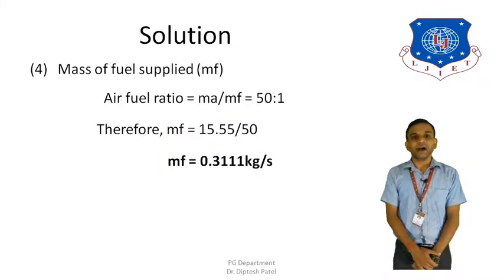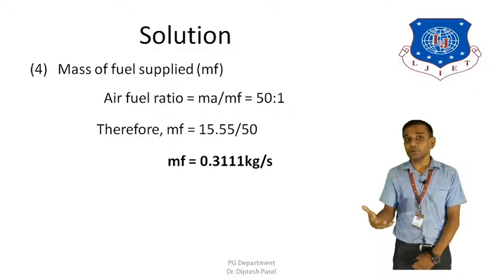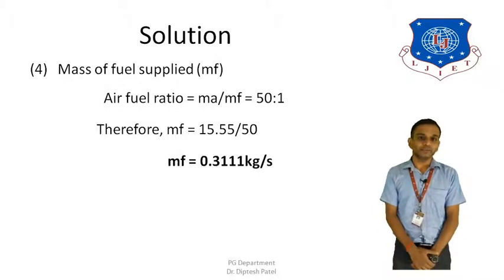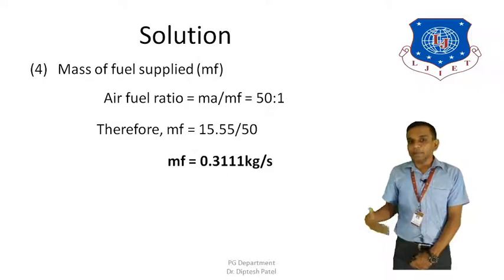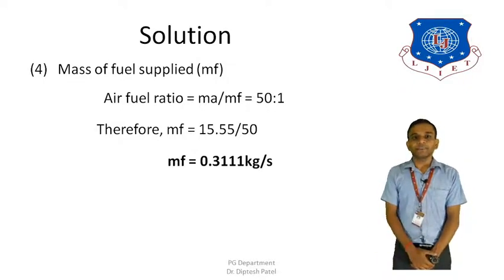Next one is mass of fuel supplied, MF. Since we have air fuel ratio and we have also found out the mass of air required for the aircraft, we should be able to get the mass of fuel supplied. So air fuel ratio is Ma upon Mf, and that is given to us 50 gm1. So let's say Ma upon Mf is equal to 50, and now I should be able to write down Mf is equal to 15.55 divided by 50. So 15.55 is nothing but the value of Ma, mass of air required into the aircraft.